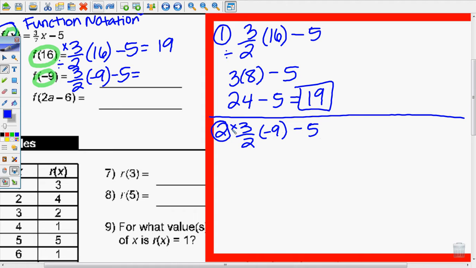3 times negative 9 is negative 27. And negative 27 divided by 2. So now I'm down to division. What is 27 divided by 2? 13.5. But it's negative, so it's going to be negative 13.5.